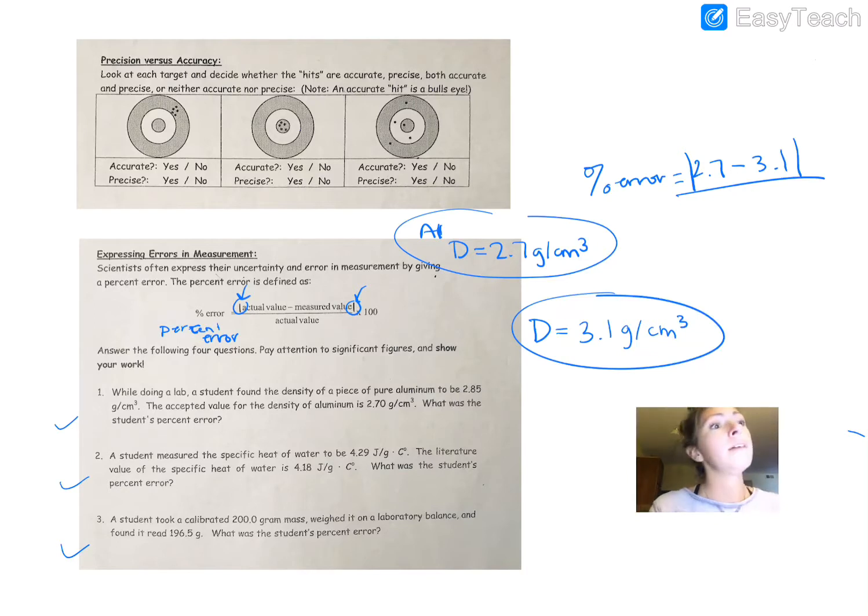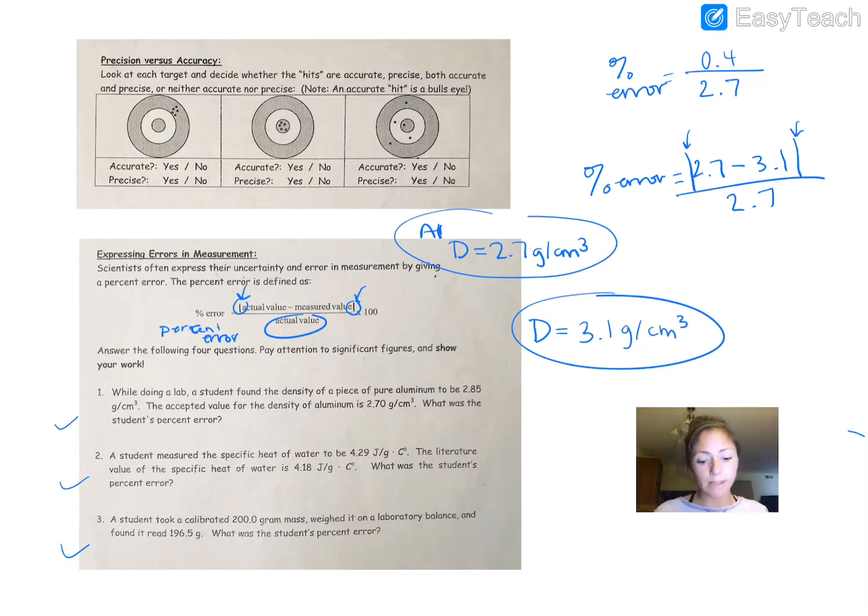So this is 2.7 minus 3.1 over the actual value again, which is 2.7. So we're going to say 2.7 minus 3.1. You're going to get negative 0.4, but I'm just going to write 0.4 because these absolute value symbols will allow me to get rid of that negative. So for percent error, I now have 0.4 divided by 2.7. Yeah, you're probably going to get a decimal. You're going to get a number less than 1, which is perfectly fine because we're going to actually multiply this by 100.